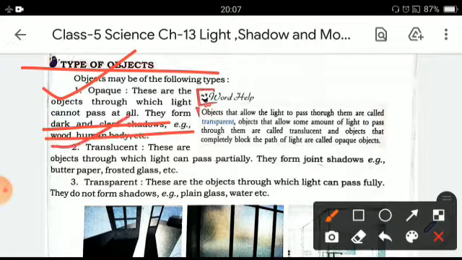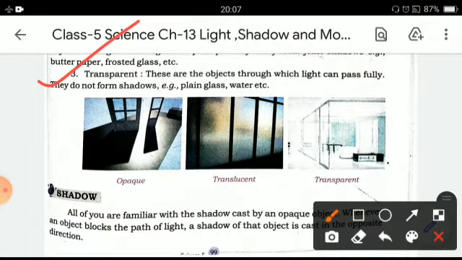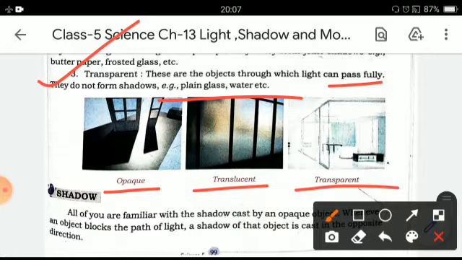Then translucent objects. These are objects through which light can pass partially. They form a faint shadow. For example, butter paper, frosted glass, etc. Then the third category is transparent. These are the objects through which light can pass fully. They do not form a shadow. For example, plain glass, water, etc. Here you can see some examples of opaque, translucent and transparent objects.